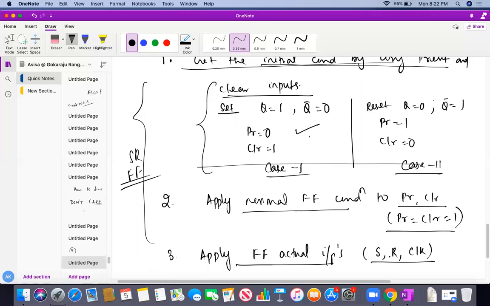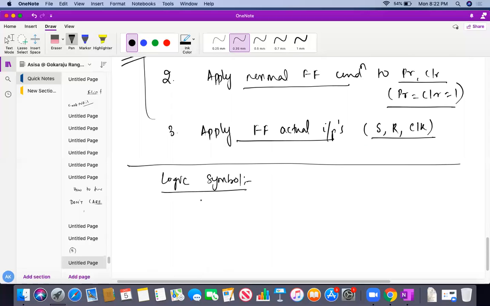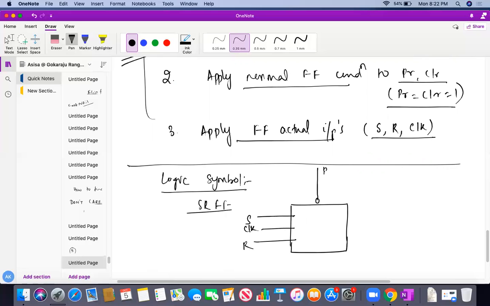Okay. So do you all understand how the flip-flop works? Do you all understand now? Now, if somebody asks what is the logic symbol of the SR flip-flop along with this preset and clear, let's say like this. Please check here, very important things I'm telling. So this is my S, R, this is my clock, this is my preset, this is my clear, and this is my Q and Q bar. So this is my SR flip-flop.